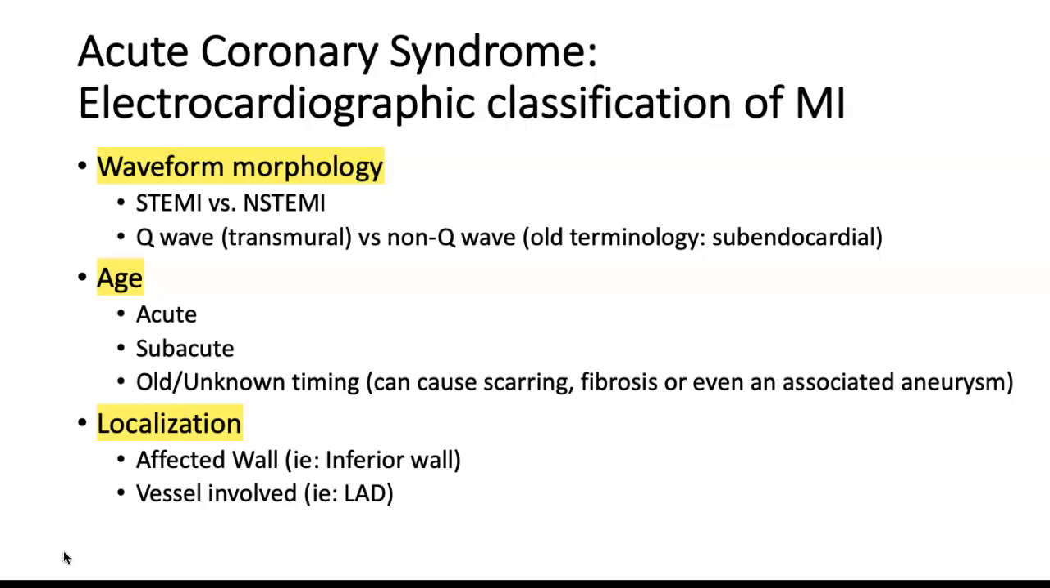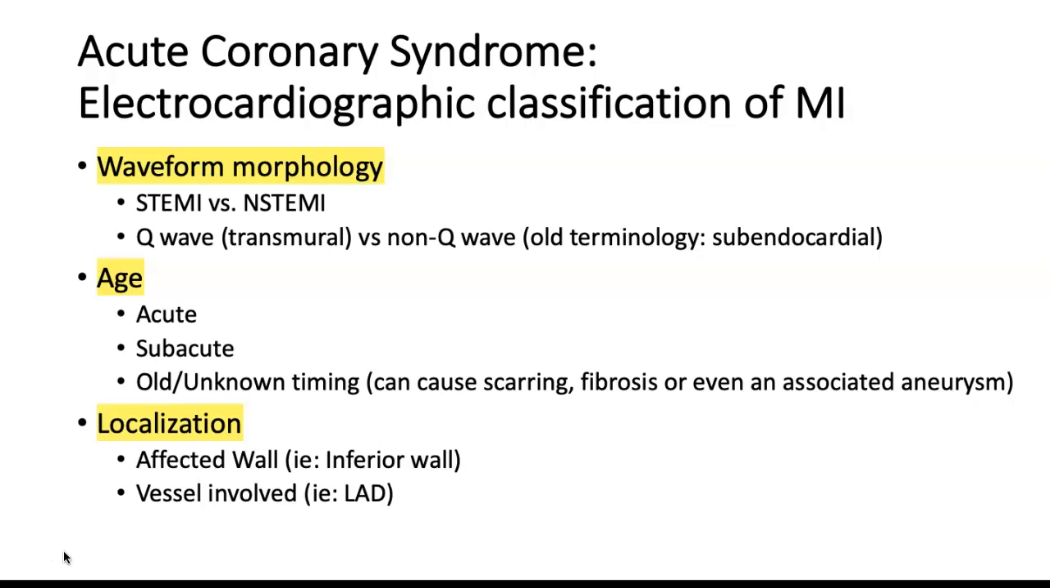This is old terminology and not frequently used. We can also classify a myocardial infarction based on age. Is this an acute STEMI, subacute, or an old infarction, such as seeing a Q wave on the EKG? Old infarcts can cause scarring, fibrosis, or associated aneurysm.